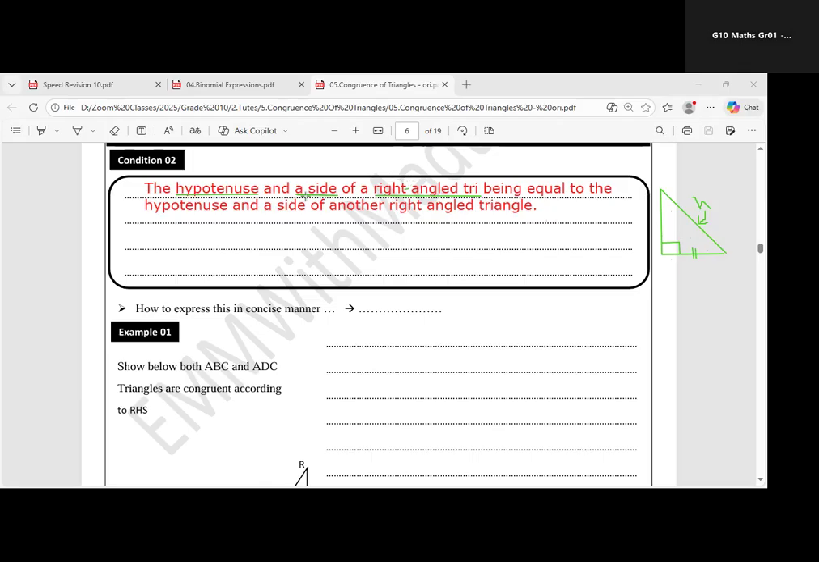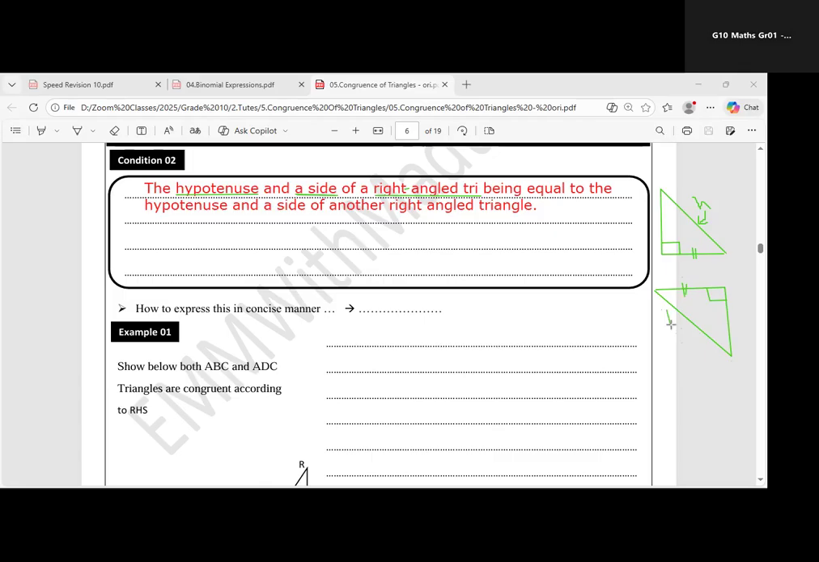Now I will read this again. In a right angle triangle, you should find the hypotenuse and a side being equal to the hypotenuse and the side of another one. So if I take something like this, think this is another right angle triangle.